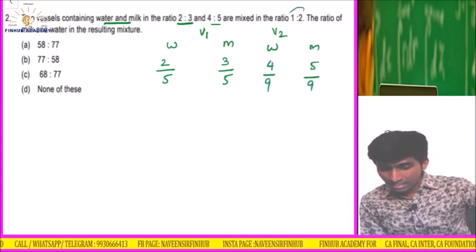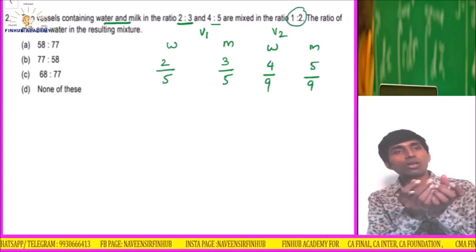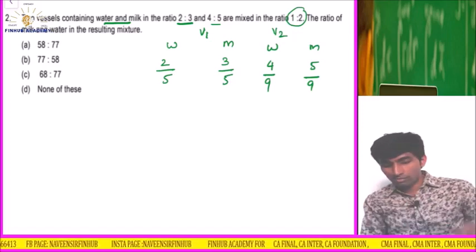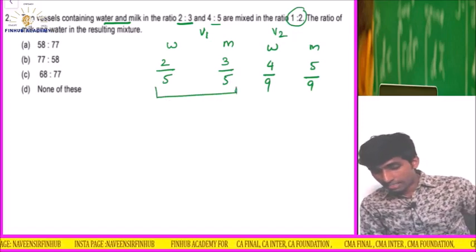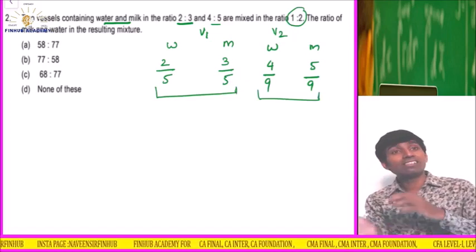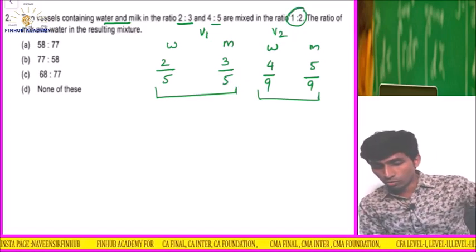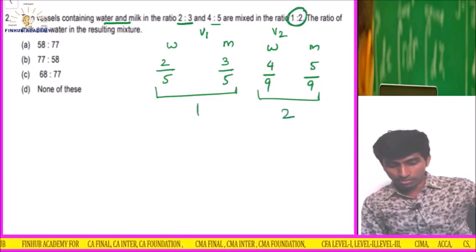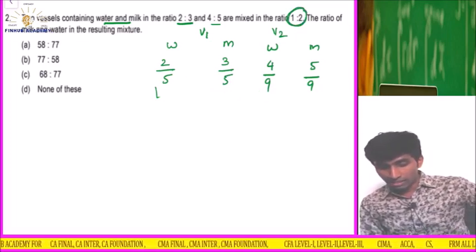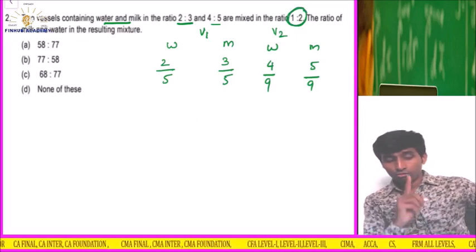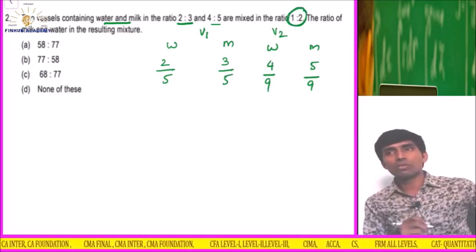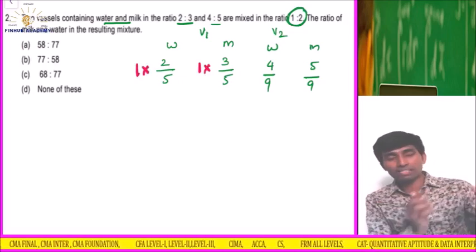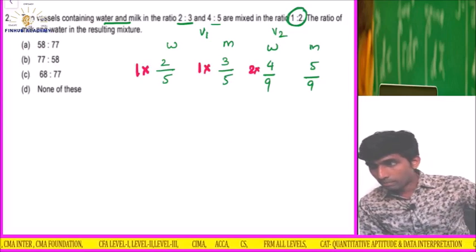Understood? They are mixed in the ratio 1:2. So you are taking the mixture from the first vessel and the second vessel, in the ratio 1:2. That means if this is one part, this is two parts. Okay, so understand how we will solve this. You are taking one part, so I'll multiply here by 1 and here by 1 because one part is taken, and here by 2 and here by 2.